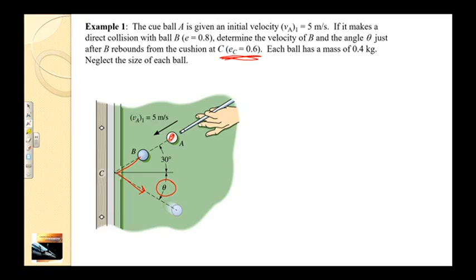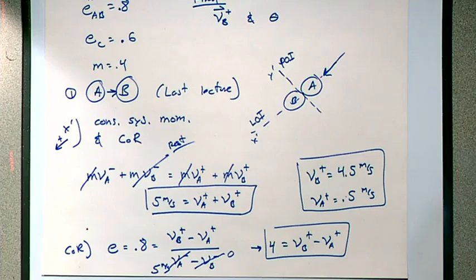So what do these numbers tell us? This first ball came in going at 5 meters per second. It hit, and now it's leaving slower. Ball B is moving with most of that velocity, and ball A has a little bit of it. All right, that was old news. New stuff.